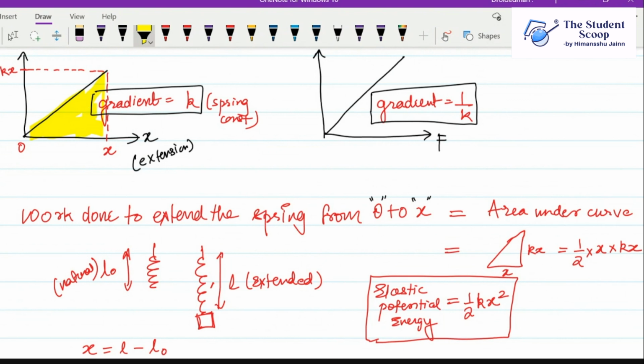So this area we will calculate, and the area of this triangle is half into base into height. We will get this, and it gives us the energy. This is called elastic potential energy, half kx square, where x is the extension. So if there is some natural length and then there is an extended length, we can take a subtraction out of it.